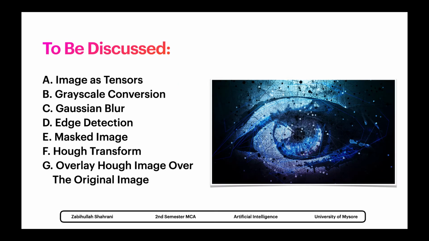Now, the topics to be discussed are image as tensors, grayscale conversion, Gaussian blur, edge detection, masked image, Hough transform, overlay Hough image over the original image.